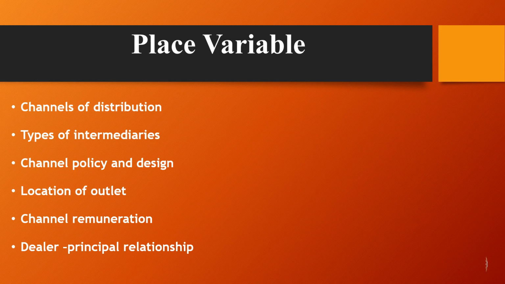Then comes dealer principal relationship. Now dealer is a person who purchases the product or the goods and sells them to the customer. He purchases from the principal. Now principal is the person that is the manufacturer of the product. So this is dealer principal relationship.